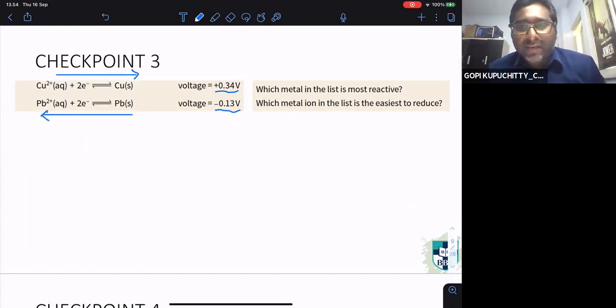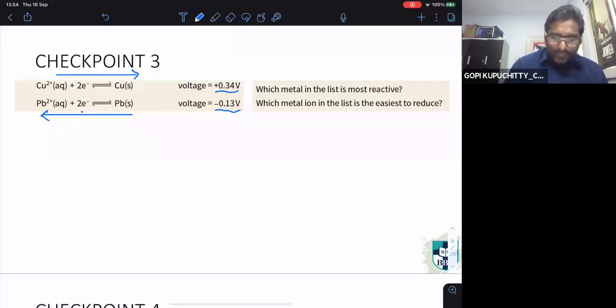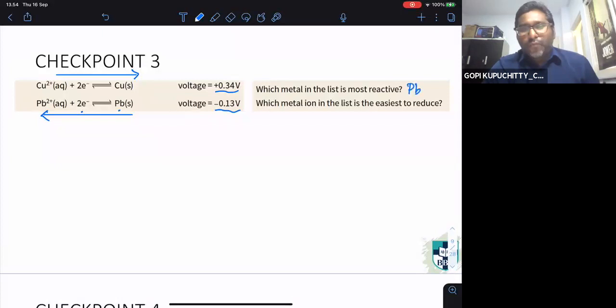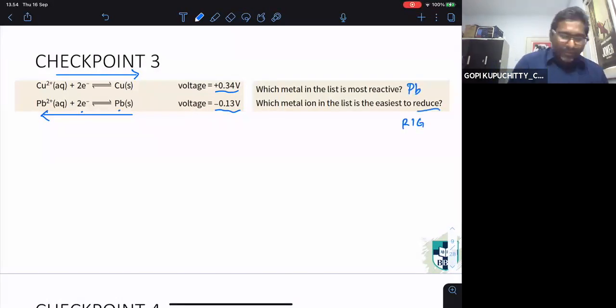Which metal in this list is the most reactive? Metal means must lose electron. Which one can lose electron easily? You can see this one. So it means Pb. Which metal ion in the list is easiest to reduce? What is reduce? Reduce is gain of electron. So which one can gain electron easily? So this one.